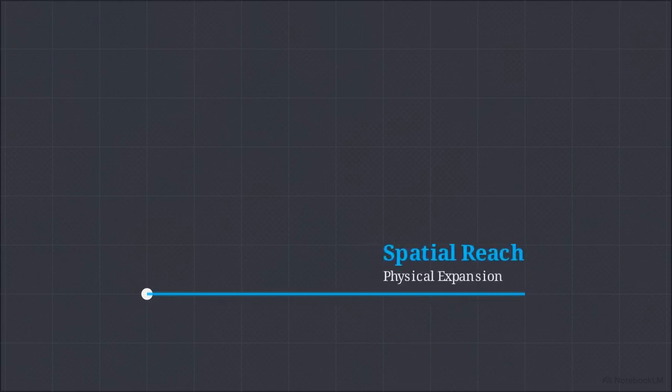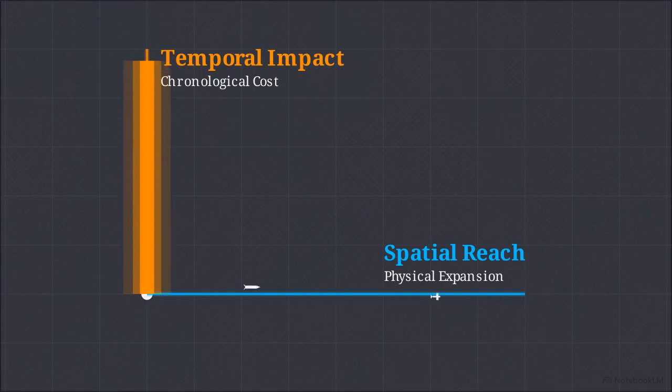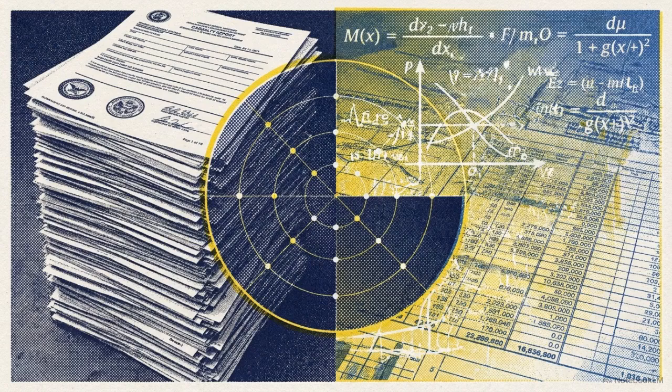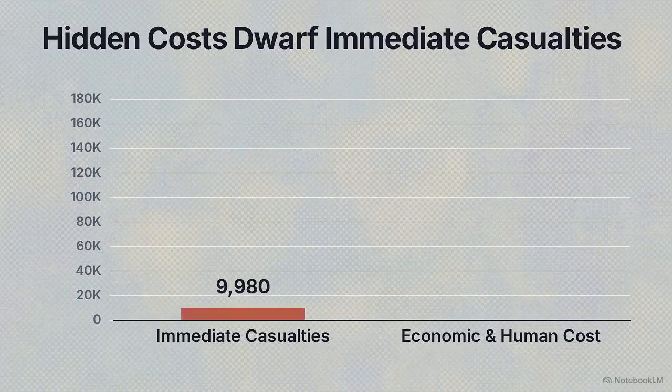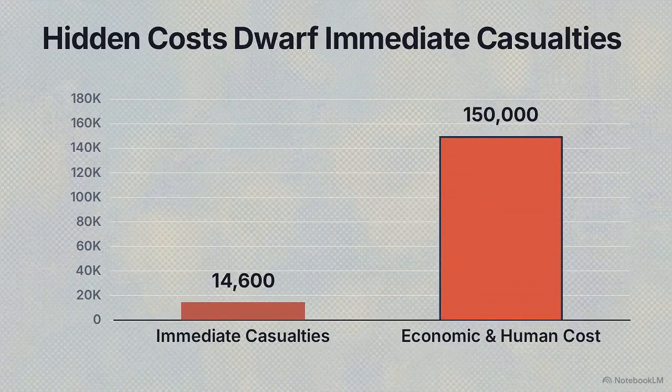We can plot the reach of war along two specific axes. The x-axis is spatial reach, the physical expansion of the battlefield driven by autonomous missile technology. The y-axis is temporal impact, the chronological expansion of war's costs, driven by destroying human capital. By synthesizing UN casualty data with causal econometrics, we can begin to plot the true hidden footprint of modern war. Failing to measure both axes results in an underestimation of what conflict actually costs a state.